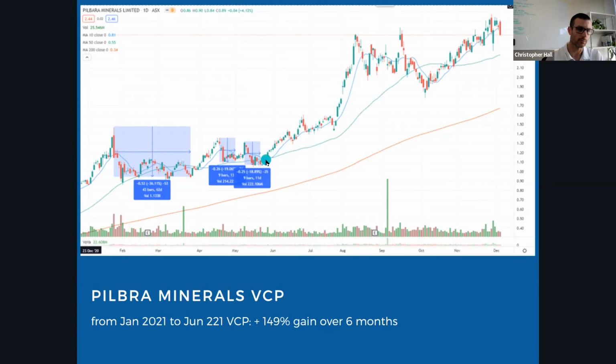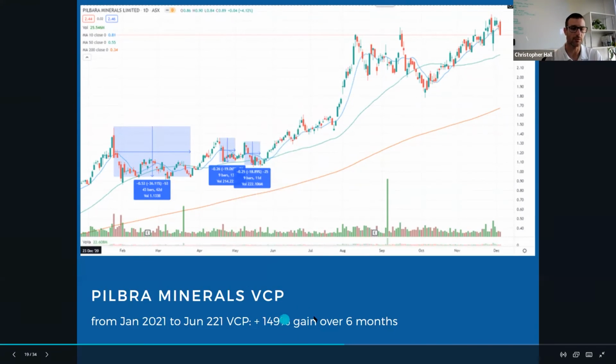As we move through, we're going to have a look at the rally that ensues. In the next couple of months, it really shoots the lights out and runs hard. It comes out of this VCP, the first contraction, the second contraction, and the third contraction, breaks out from a pocket pivot and keeps on running. So it puts on that huge gain, 149% over the next 6 months.